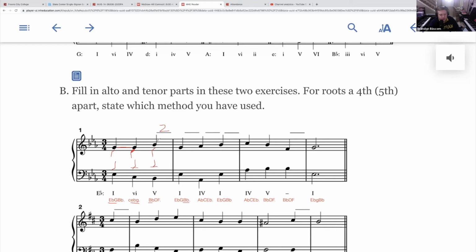So, we're going to move down, which means we need to move down. Does that work? We have root, third, fifth, and root. Root, fifth, root, third. Yep.